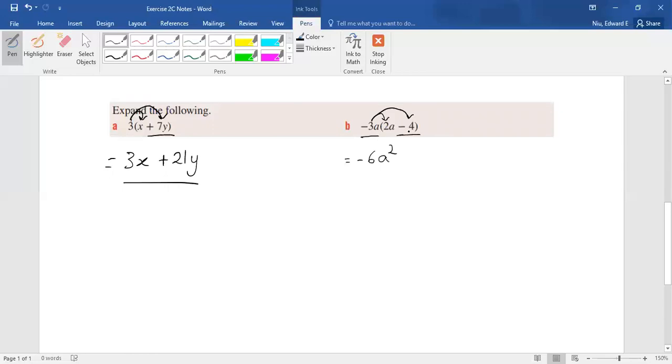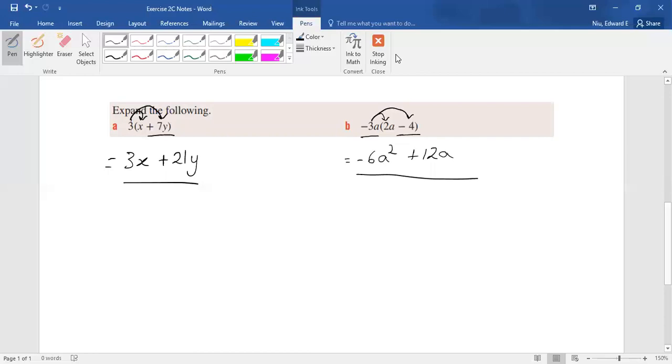-3a times the -4. Well, -3 times -4 gets us a +12. And then don't forget to tack on the a. So +12a. All right, once again, a squared and a, they are not like terms, so you cannot simplify this down any further. Please do not combine this and turn it into 6a squared or 6a, because a squared and a, not like terms.